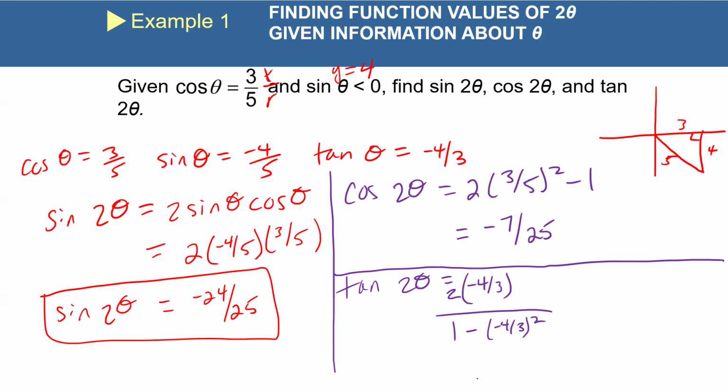So notice how I'm protecting my fractions, right? With their parentheses. Doing the math, we end up with -8 thirds over 1 minus 16 ninths. And you kept going and going and going. And what did you end up with? 24 over 7.